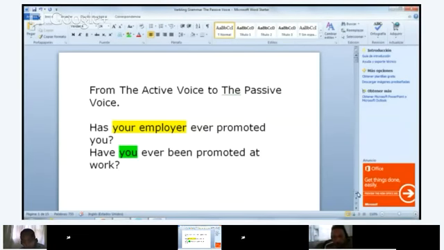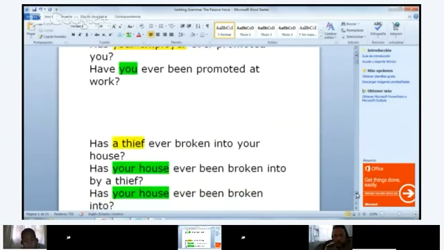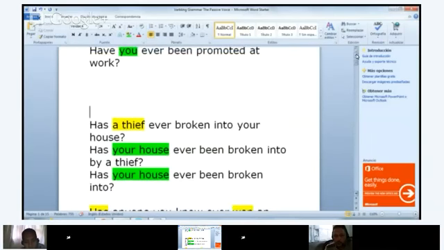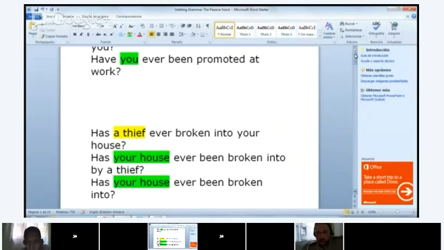Now I'm going to go on to the second question. You can choose one of the 3 questions. This question is a little scary, but it has happened, I think, to many people. Has a thief ever broken into your house? Now this is the active voice. And then I have 2 options here for the passive voice. Has your house ever been broken into by a thief?